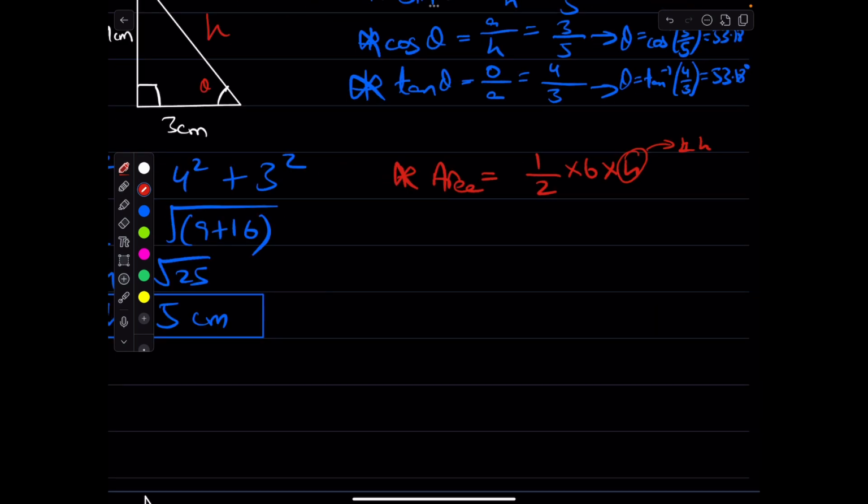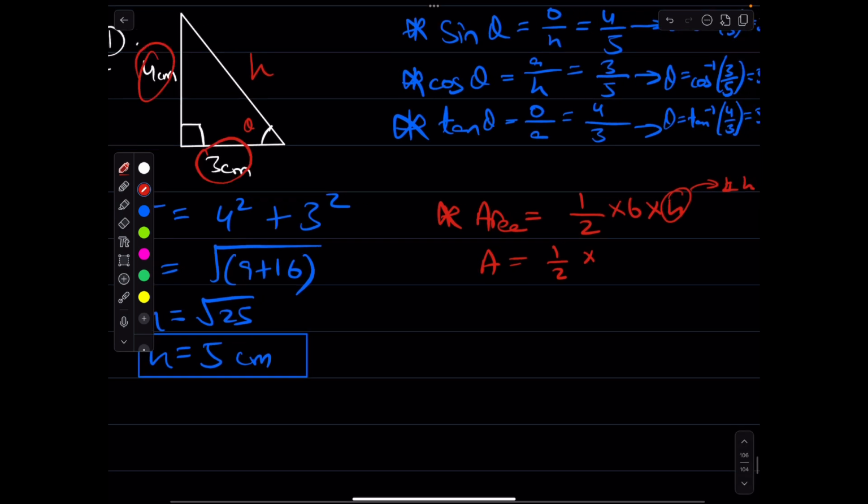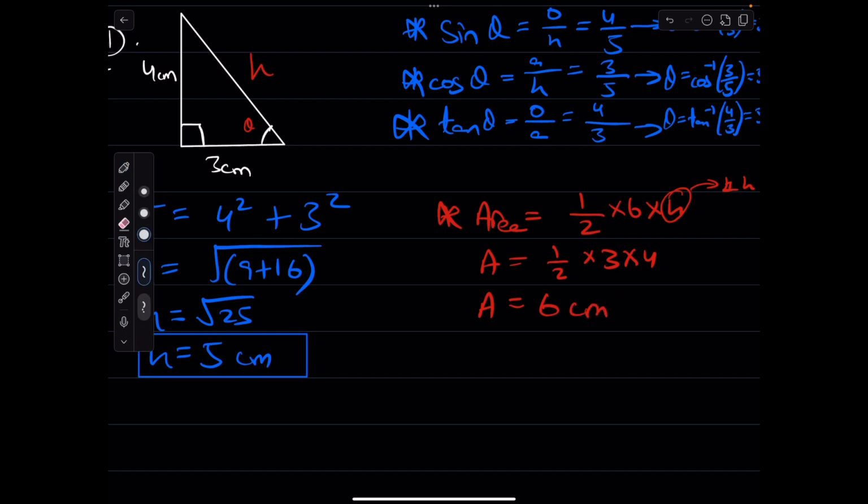area is given by half base into height, and in this case the height is the perpendicular height. So area is half into 3 into 4. This would give me an answer of 6 centimeter square. This we are talking about area.